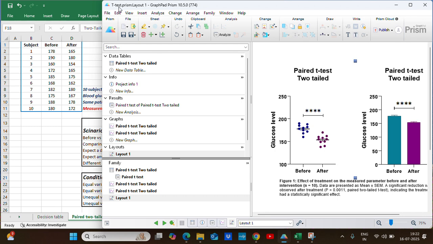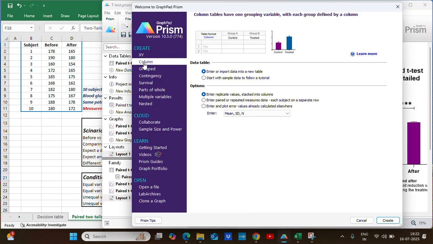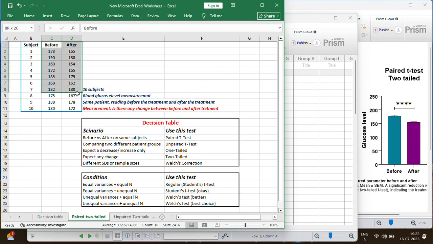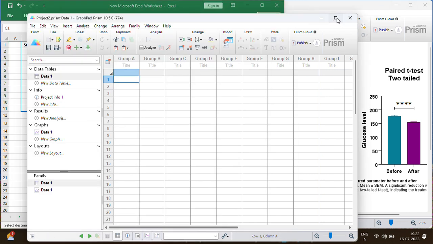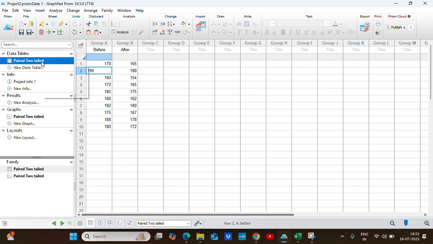So now let's make a new file in GraphPad Prism. New project. You have to choose column, create. Okay, I'm going to save. Let me copy and paste this before and after data directly. Now I will rename it as paired two-tailed.